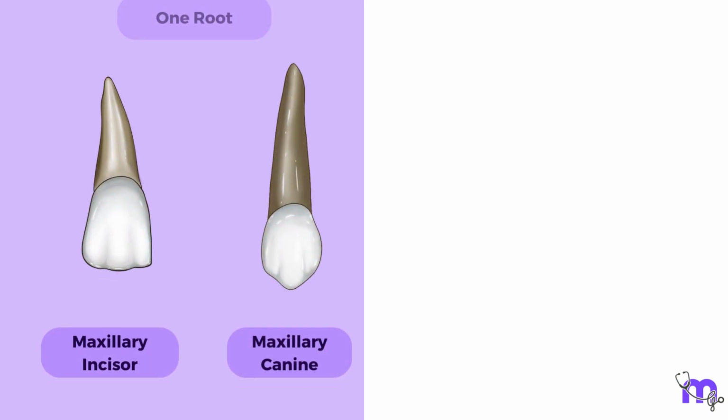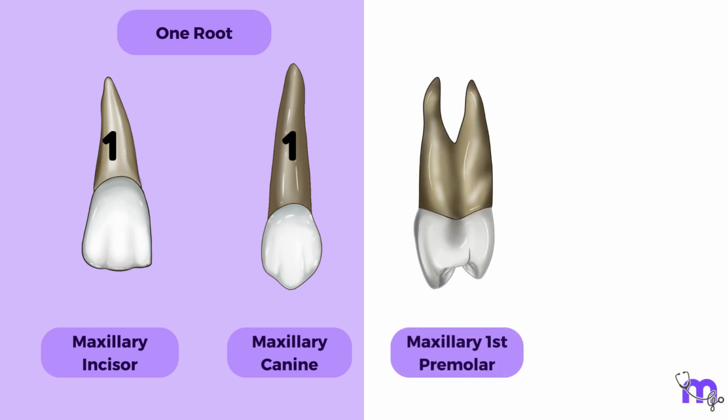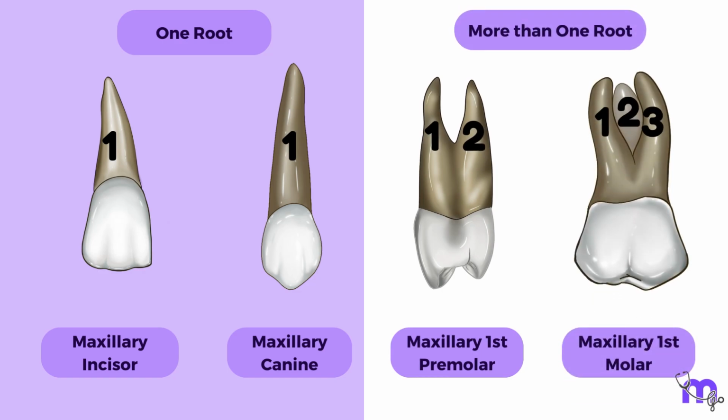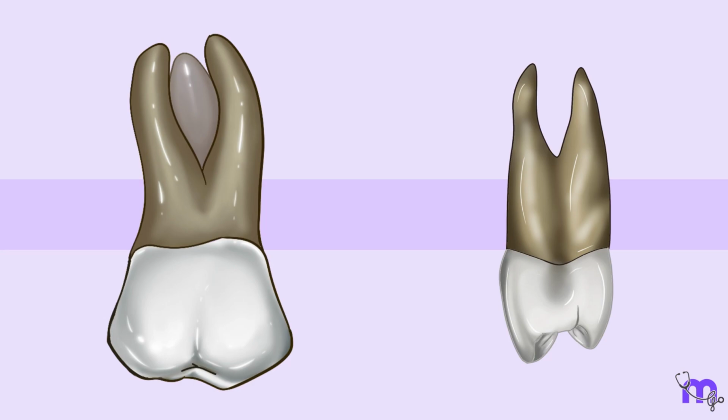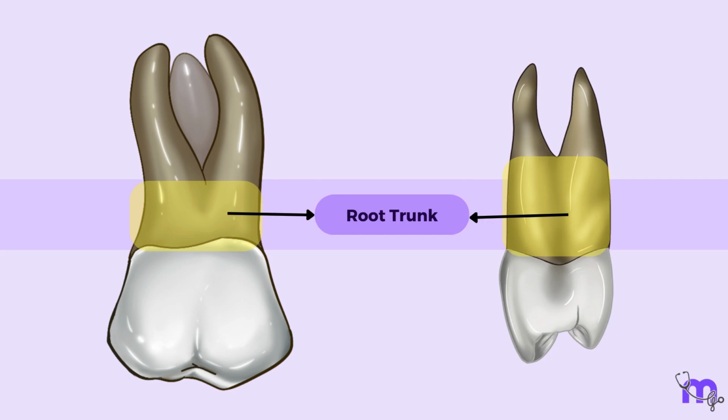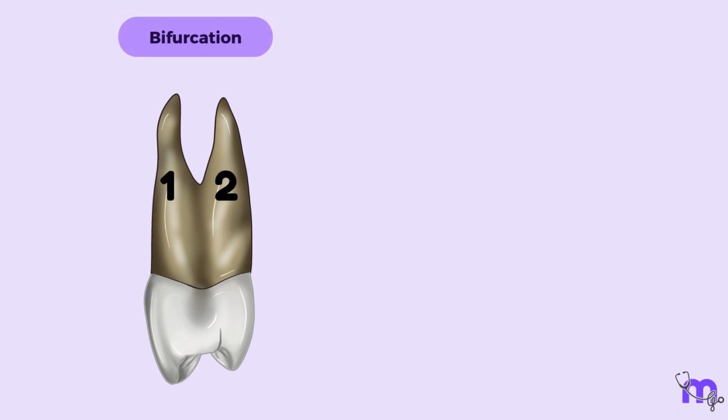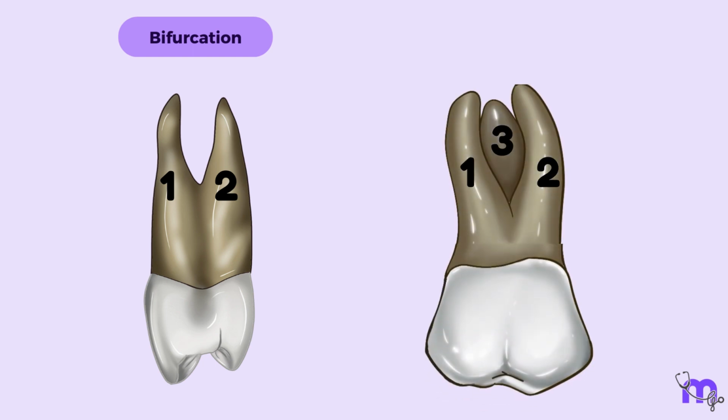The anterior teeth, such as the incisors and canine, have only one root, while the posterior teeth, generally the maxillary first premolars and the molars, have more than one root. In case of a multi-rooted tooth, the portion of the root adjacent to the crown near the cervical region, which remains undivided, is called the root trunk. The area from where the root divides into two or three is referred to as furcation. If there are two roots, it is called bifurcation, as in the maxillary first premolar. And if there are three roots, as in maxillary first molar, it is referred to as trifurcation.